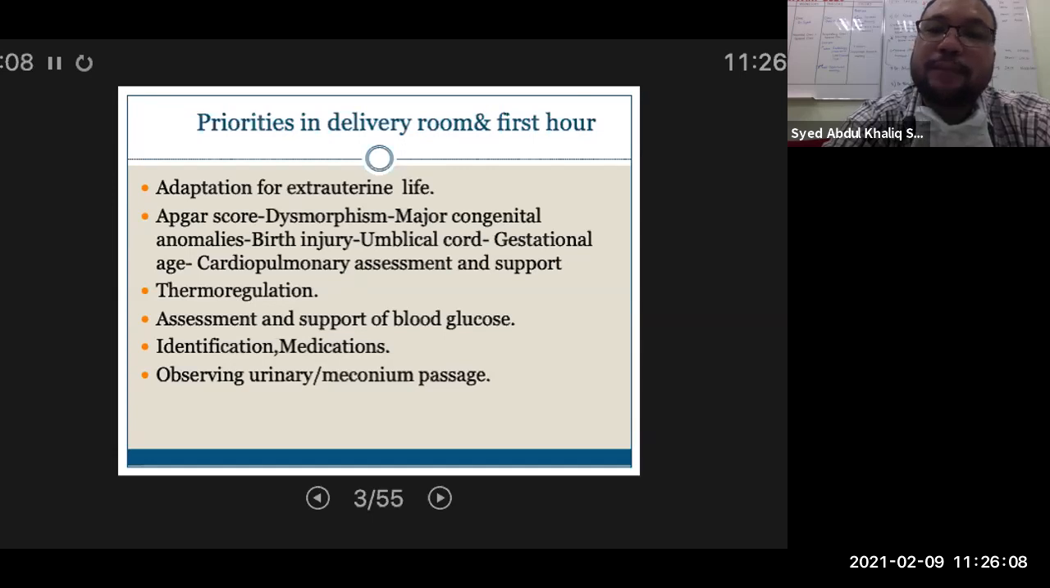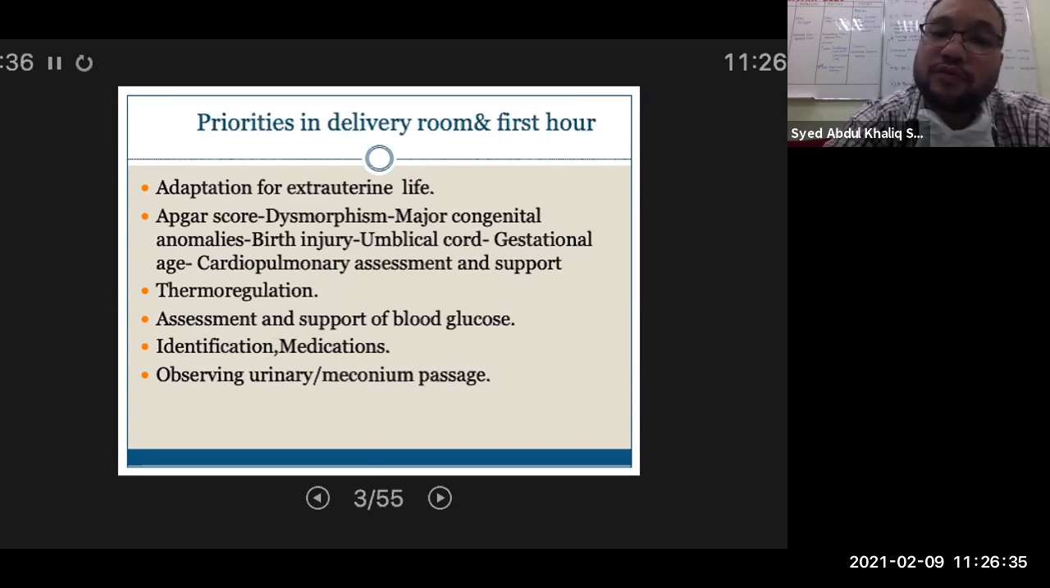So whether the baby is adapting well, has the PDA closed? Are there still any signs of persistent pulmonary hypertension? So how is the baby adapting to extrauterine life? We assess the ABGA score. We'll discuss the ABGA score later on. I think yesterday we spoke about the ABGA score, and this morning I think Dr. Mossad as well mentioned it. So we do assess the ABGA score.